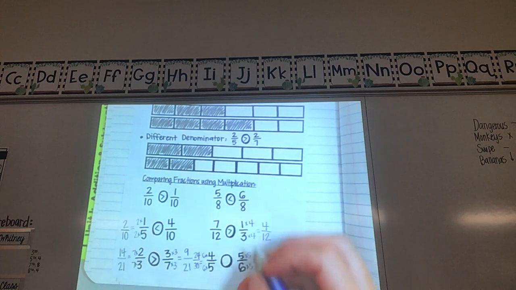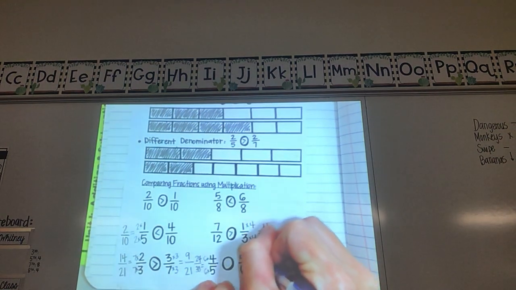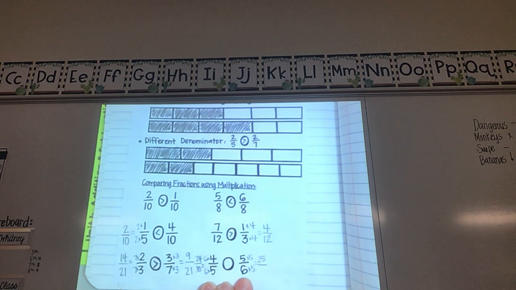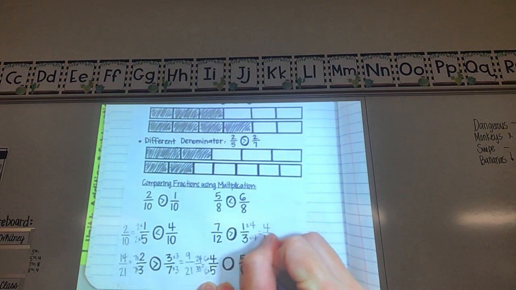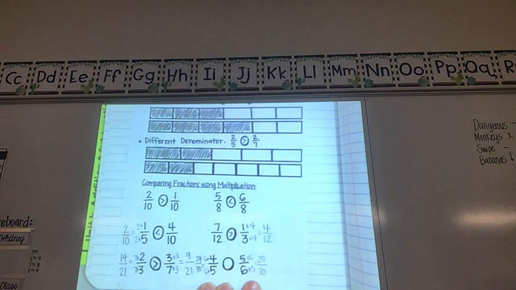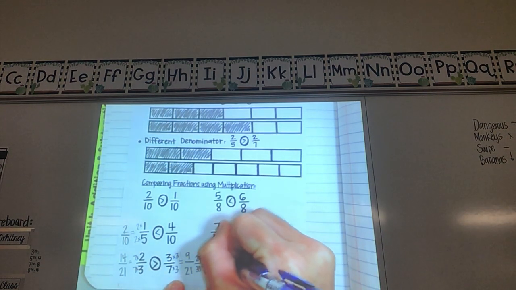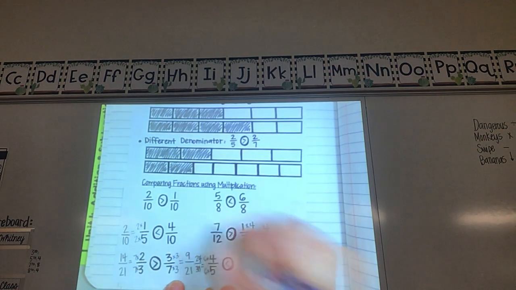Top number, let's work it out. 5 times 5, that's 25. My bottom number, 6 times 5, that would be 30. Now I have the same bottom number, 30 and 30. So now I just look at the top. Would you rather have 24/30ths or 25/30ths? It's a close one. 25 is a little bit bigger. So my alligator mouth is going to go that way.